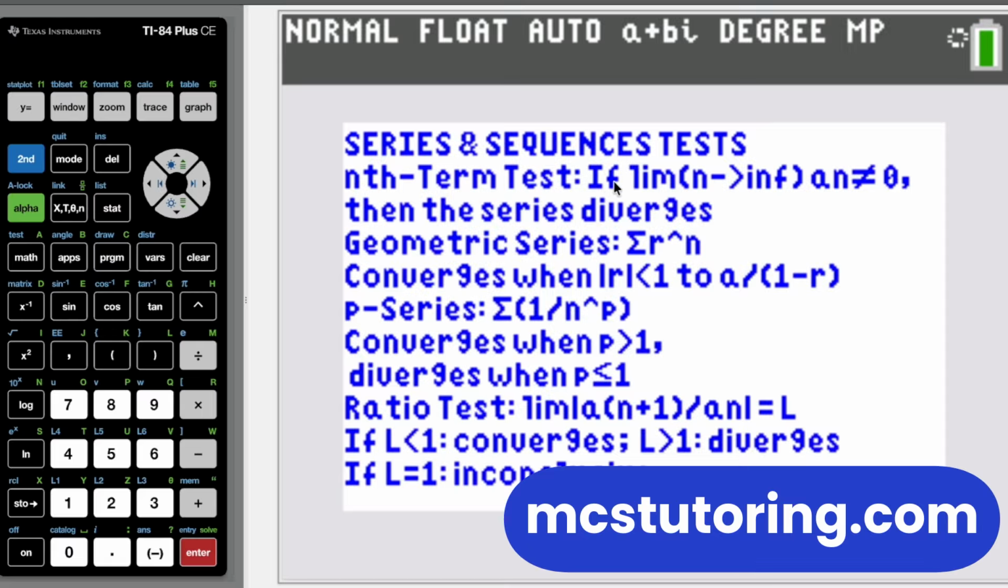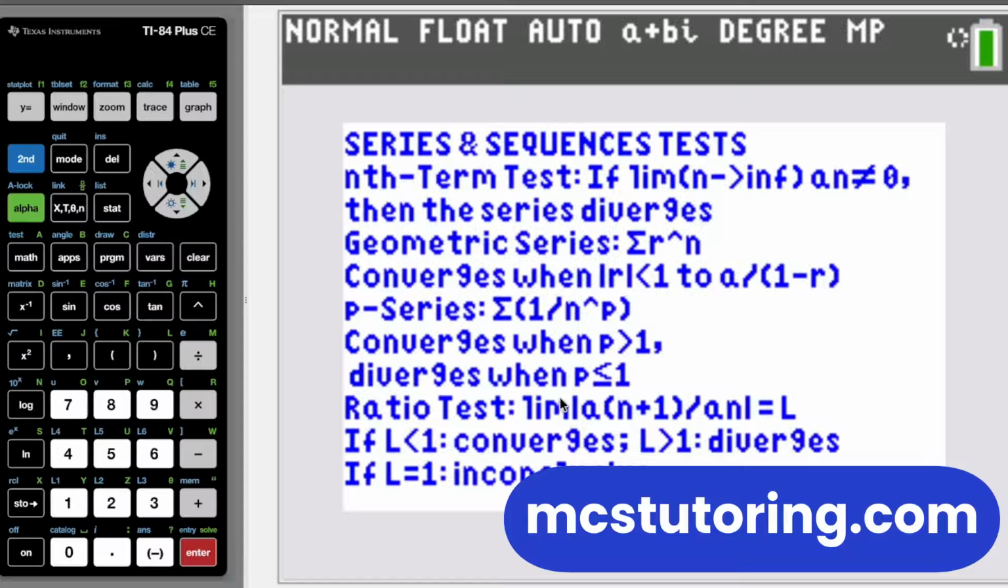Nth term test: if the limit as n approaches infinity of a_n is not equal to 0, then the series diverges. Geometric series, sigma of r raised to the n, converges when the absolute value of r is less than 1, and it converges to a divided by 1 minus r. P-series test: the sum of 1 over n raised to the p converges when p is greater than 1, and diverges when p is less than or equal to 1.